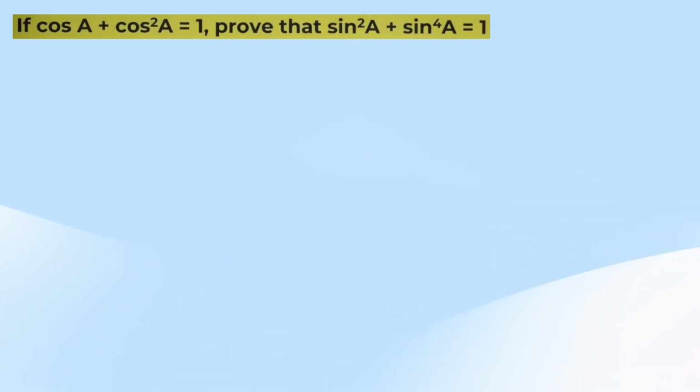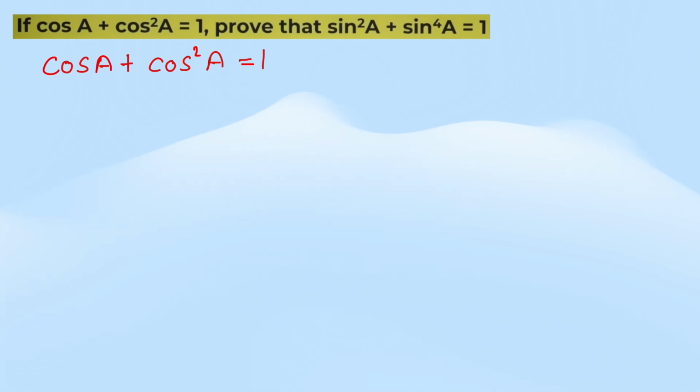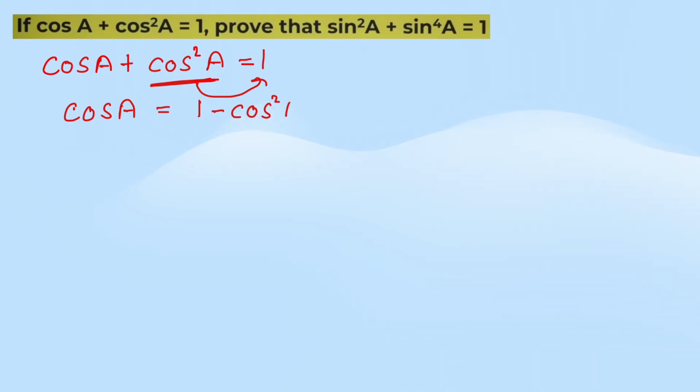Cos A plus cos square A is equal to 1, and you have to prove this thing, right? First, let's take what is given. Cos A plus cos square A is equal to 1. This is the given part, right? If I shift cos A to the other side, 1 minus cos A, I don't know anything. But if I shift this cos square A to the other side, I know 1 minus cos square A is sine square A. So let's shift it. So what will I get? That cos A equals 1 minus cos square A.